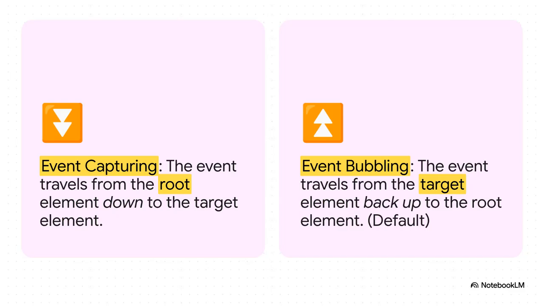Now, what happens when a user clicks a button? The event doesn't just appear out of nowhere. It actually goes on a little journey called event propagation. It has 2 phases. First is the capturing phase, where the event travels down the DOM tree from the very top to the thing you clicked on. Then comes the bubbling phase, where it travels back up from that target all the way to the top. And by default, this bubbling phase is when our code usually listens for events.